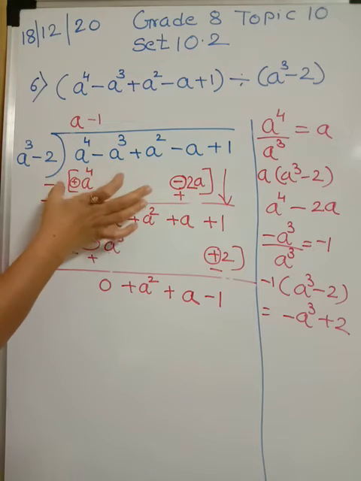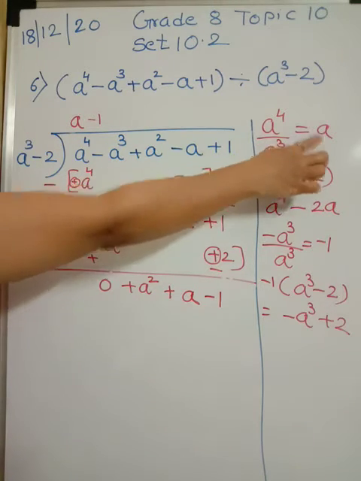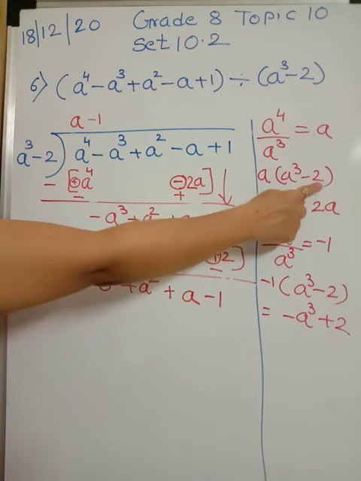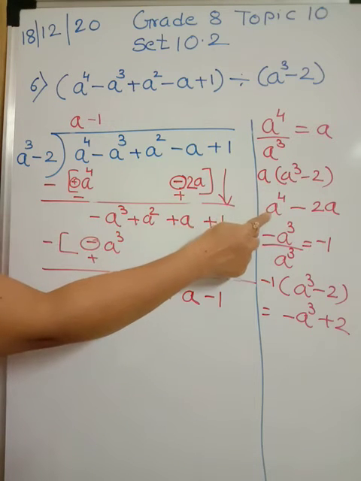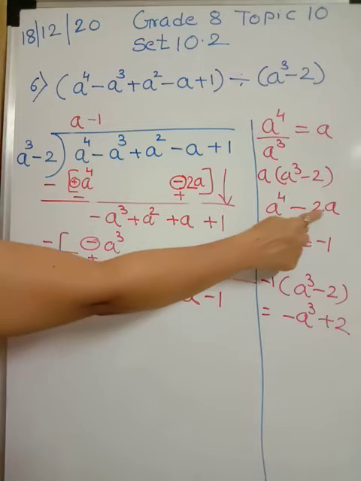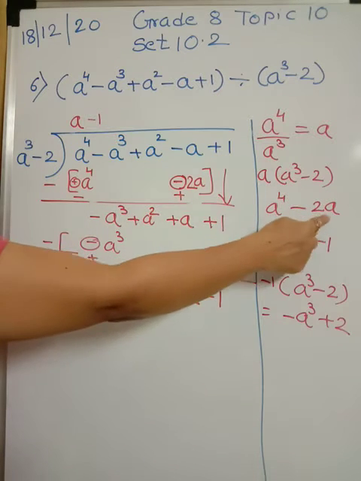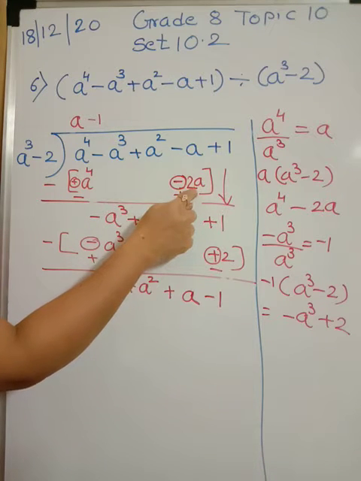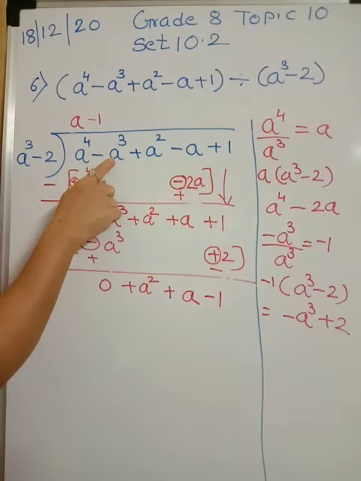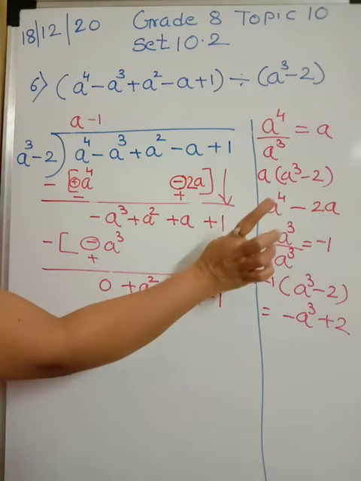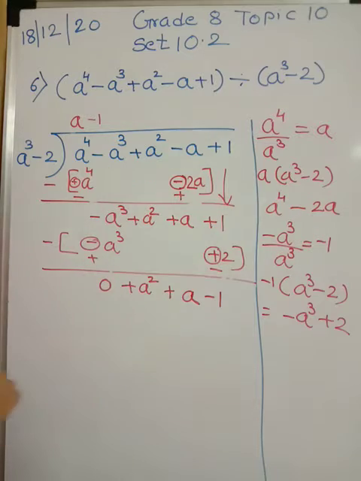Now what is to be subtracted? We have to multiply the quotient with this divisor. So a into a cube minus 2. What do I get? A raised to 4 minus 2a. Now look at this. We have a raised to 4, so I have written a raised to 4 below a raised to 4. And next is 2a, so I should be writing it below a. These are like terms. We don't have a cube and a square. Here after a raised to 4, directly only a is there. A cube and a square are missing.